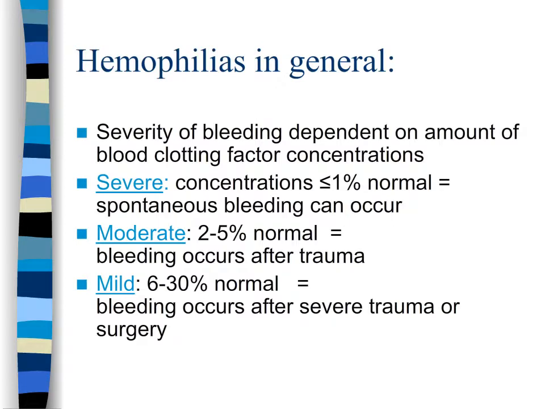Generally, the severity of bleeding in hemophilias is dependent upon the amount of clotting factor concentrations present. If the concentrations are less than 1%, it's considered severe and spontaneous bleeding occurs. If the clotting factor concentrations are between 2 and 5% of normal, then it's considered moderate and bleeding only occurs after trauma. If the blood clotting factor concentration is between 6 and 30% of normal, the hemophilia is considered mild and bleeding occurs after severe trauma or surgery.